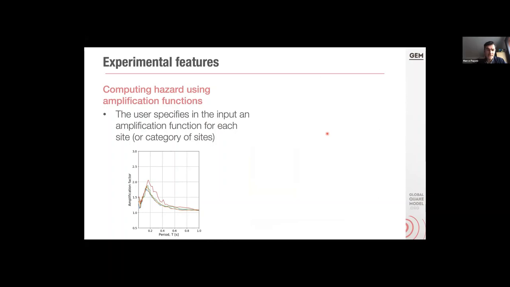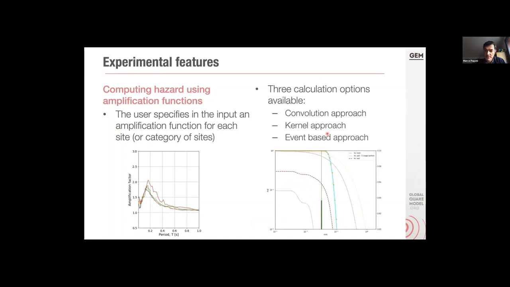In 2020, we also started to add the possibility to calculate hazard taking into account amplification functions. This is a project that we are doing in collaboration with the Colombian Geological Survey and with SURA. So the user is now able to define amplification functions following a syntax, basically using a CSV file. And we have at the moment three methodologies available for computing hazard at the ground surface. We have the so-called convolution method. We have a more complex approach that is implemented inside the hazard kernel. And we also offer the possibility of calculating ground motion fields using an event-based approach, which is very important for the calculation of risk and losses.